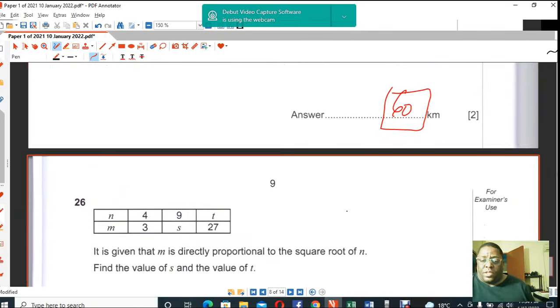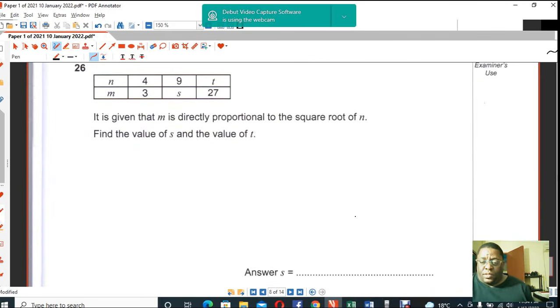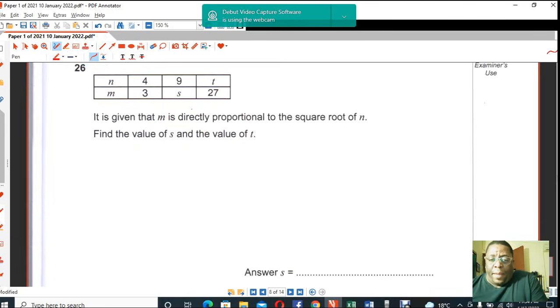Right, anyway, let's get to question 26. Now, question 26 is an interesting question because it's variation. They are saying that m is directly proportional to the square root of n. So, in a nutshell, we're going to create an equation, but first we're going to look for the constant of variation. So, we're going to choose the values here that are complete.